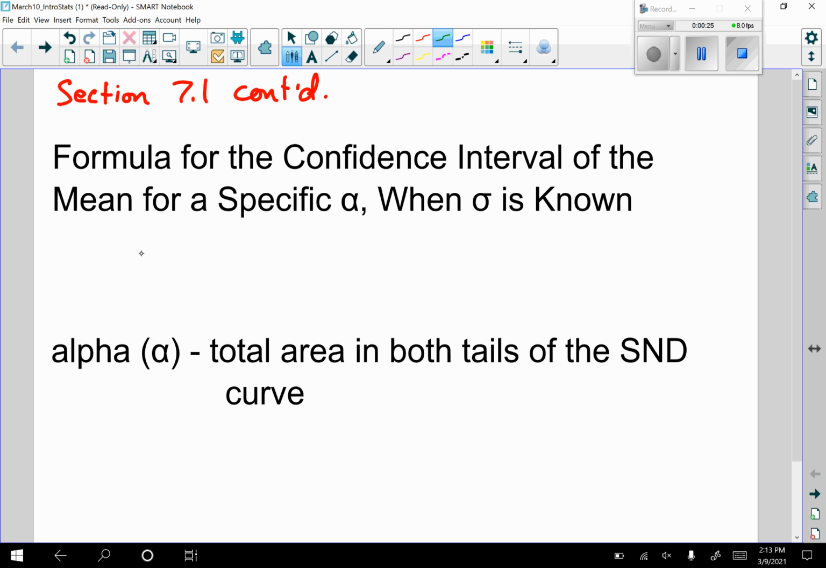So we're going to take the mean and we're going to subtract. We're going to find a special z-score here. So we call this z sub alpha over 2. And I'll talk about the symbol alpha here in a second. We're going to multiply that by the standard deviation divided by the square root of the sample size. And our population mean is going to be between our mean minus this, what we're going to eventually call the margin of error, and then our mean plus this value, which is the margin of error.